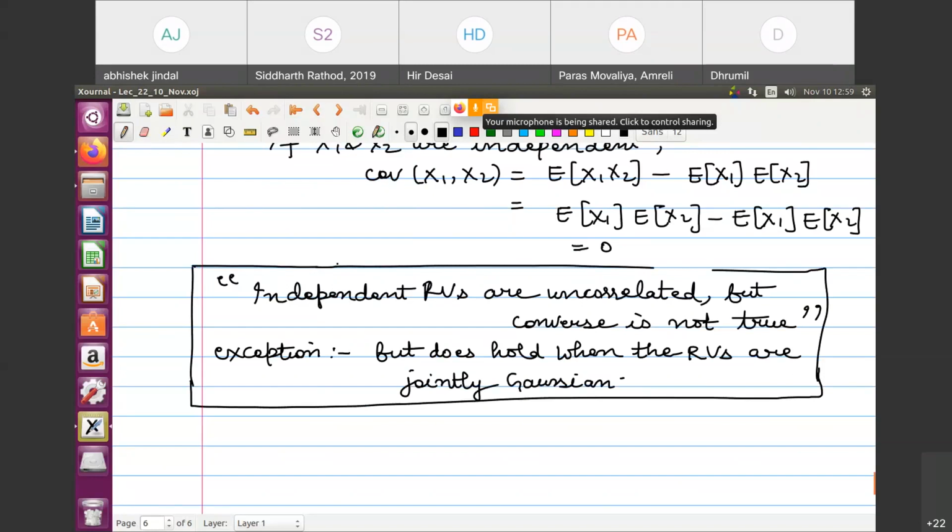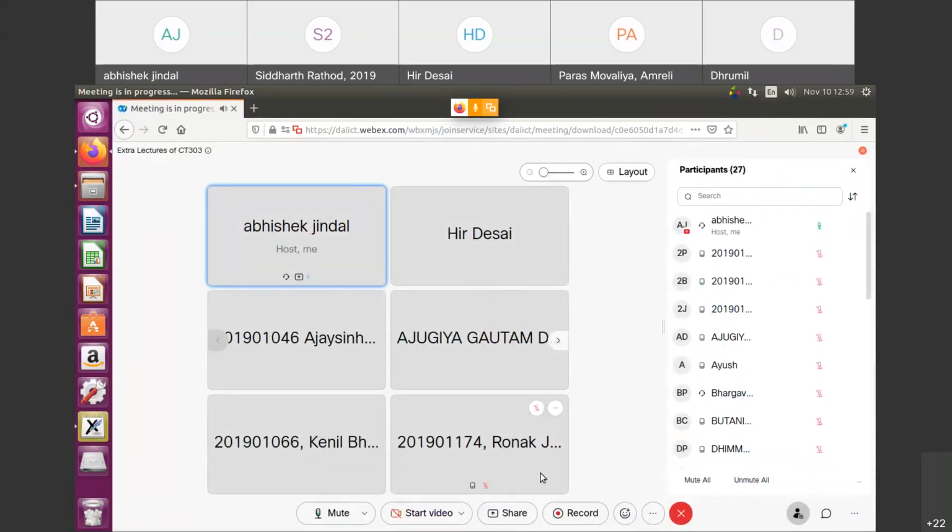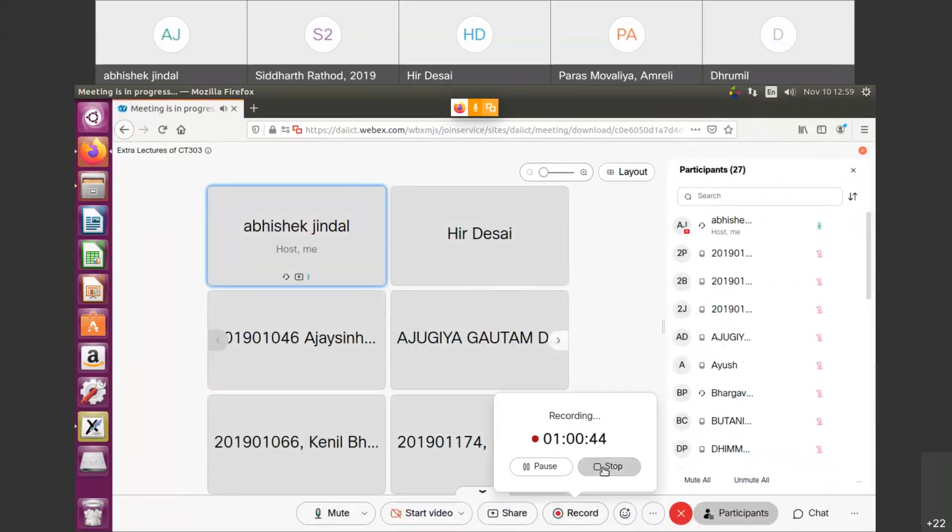So this is what I wanted to do for today. From the next class, that is on Friday, we would start with the matched filter design, or we would talk about the noise process first, and then we would start with the matched filter design.